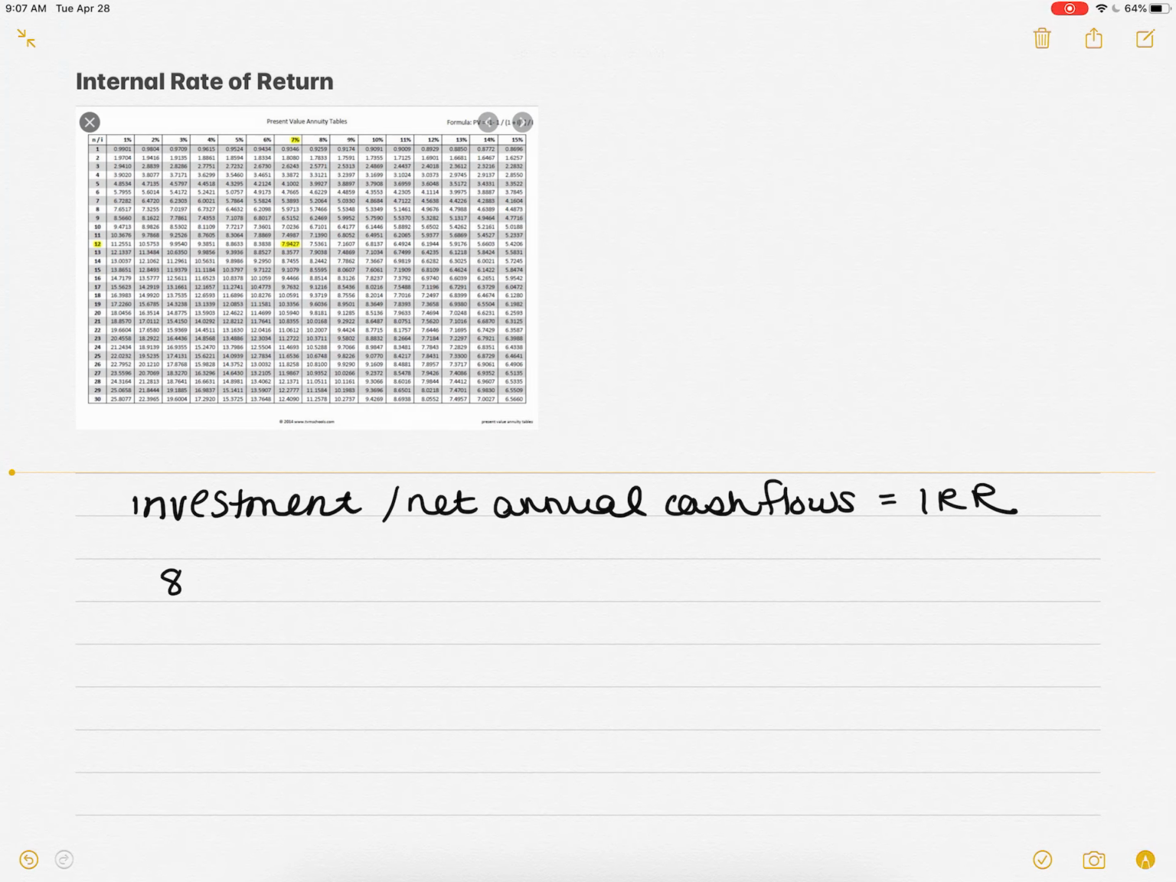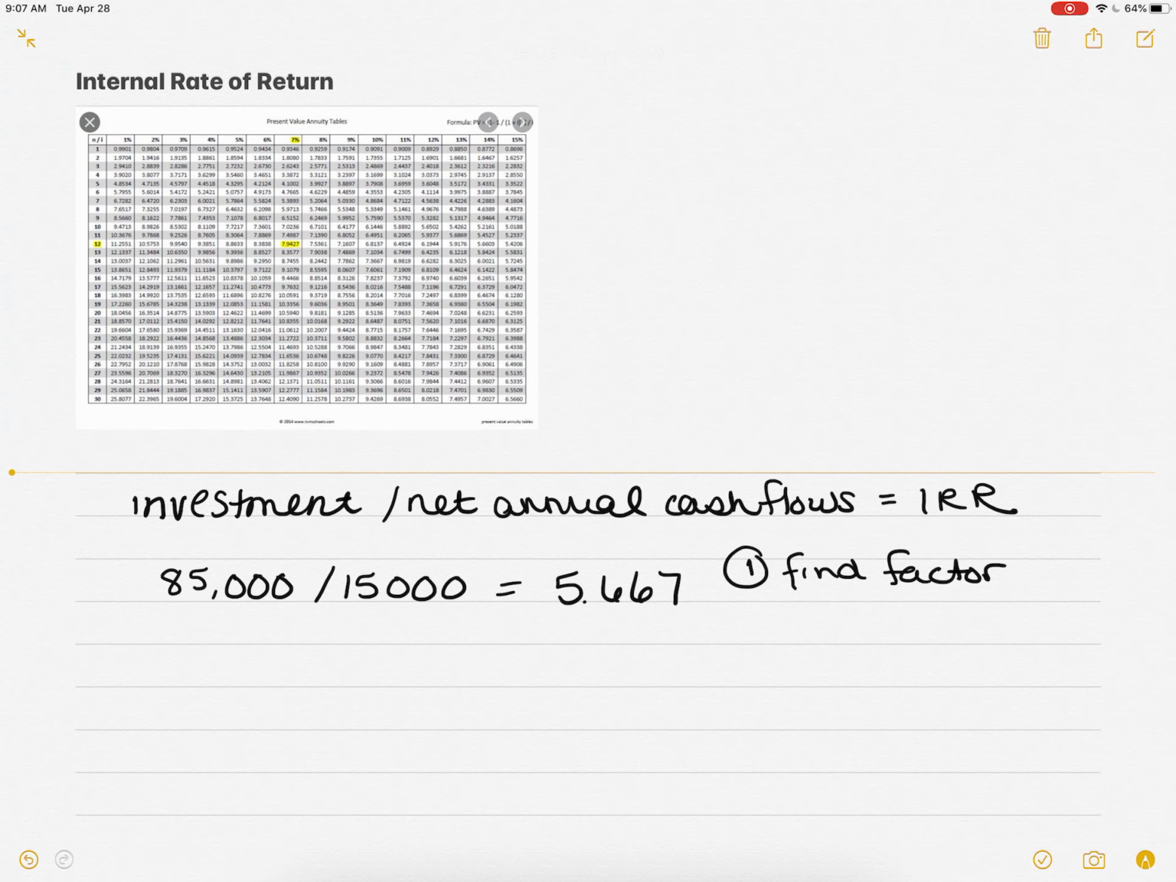So for this example, my investment is $85,000. My cash flows are $15,000, which gives me an internal rate of return factor of 5.667. Now what I want to do with that, this is the first thing you're going to do, is find your factor. The second thing you want to do is look up that number of years that their useful life is on this present value of an annuity table.